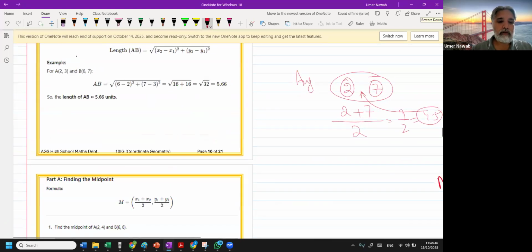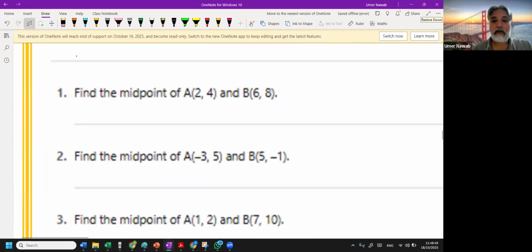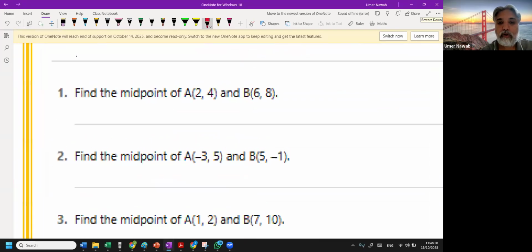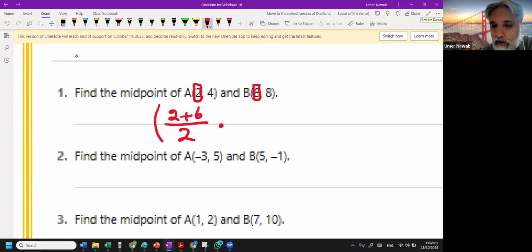Now, the question which is given to me, midpoint I want to find. So what is the x coordinate? 2. What is the x coordinate here? 6. So (2 plus 6) divided by 2 always, comma.